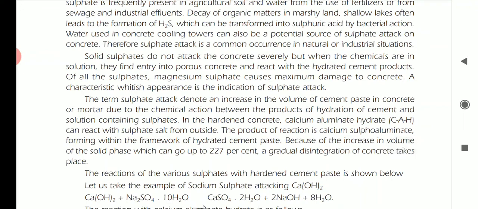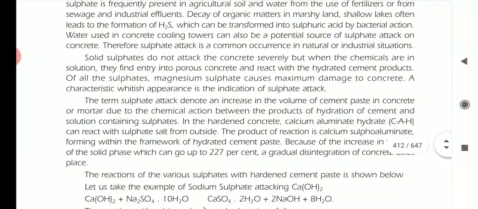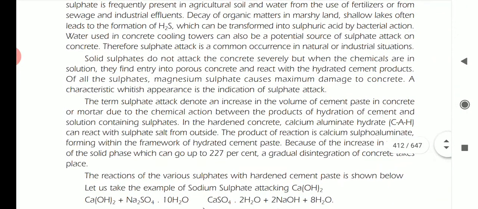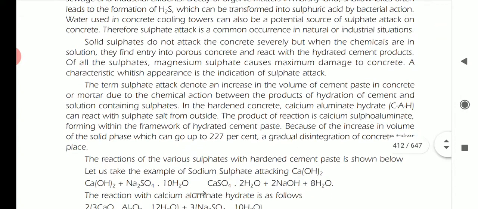For example, the water containing the sulfates, that is in a liquid condition. When this water penetrates into the concrete and reacts with the hydrated cement products, then the chemical attack will occur. The solid sulfate will not attack the cement. Of all the sulfates, magnesium sulfate causes the maximum damage to the concrete.